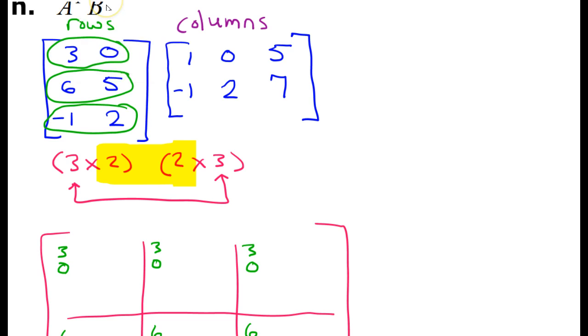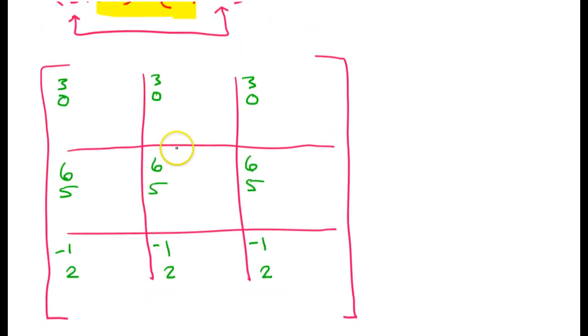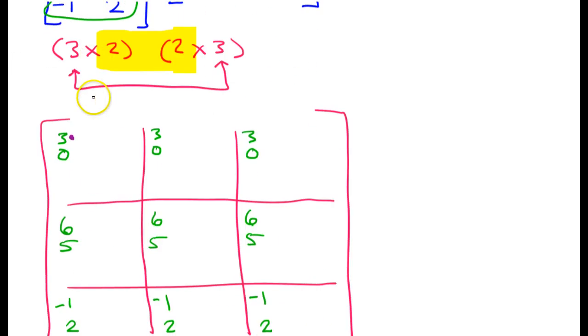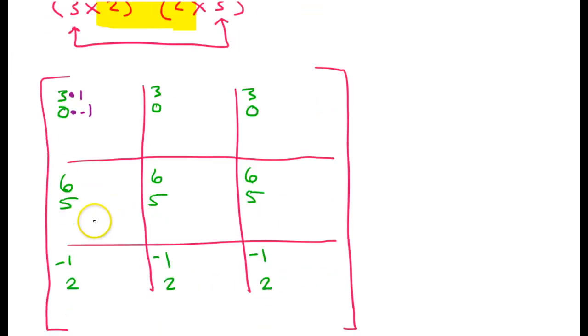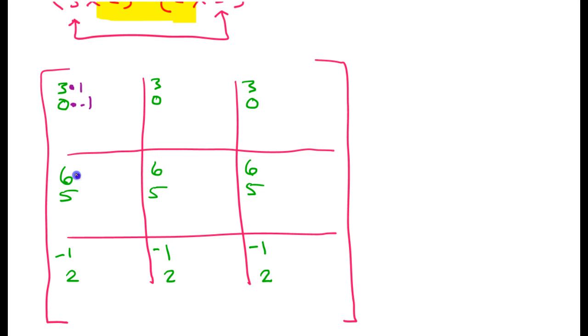Now it's time for the columns. All right, column 1. 1, negative 1. Column 1 goes down column 1. So I will have times 1 times negative 1. All the way down column 1. Times 1 times negative 1. Times 1 times negative 1.